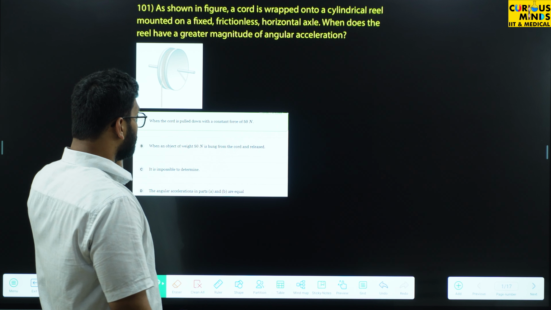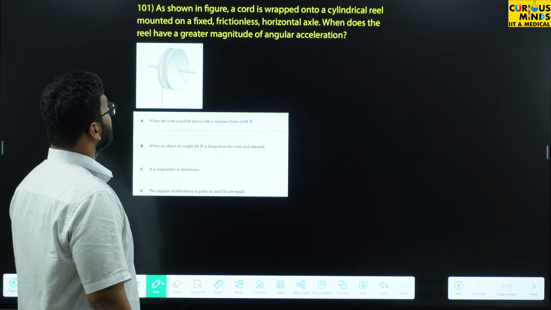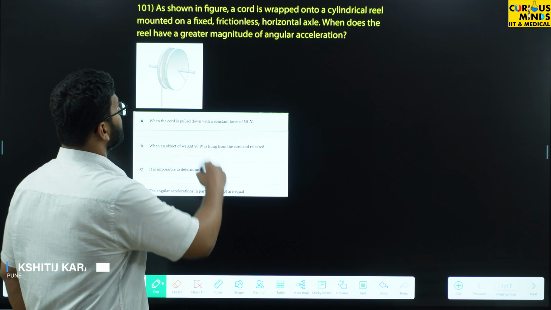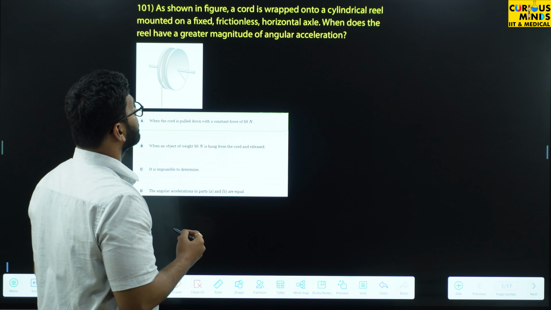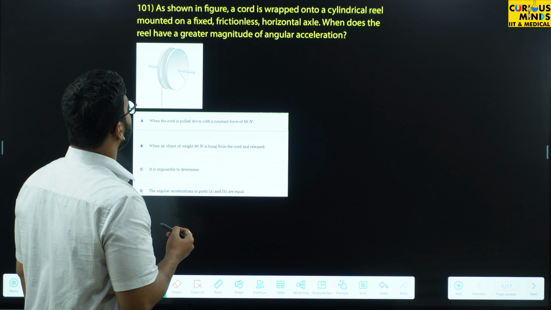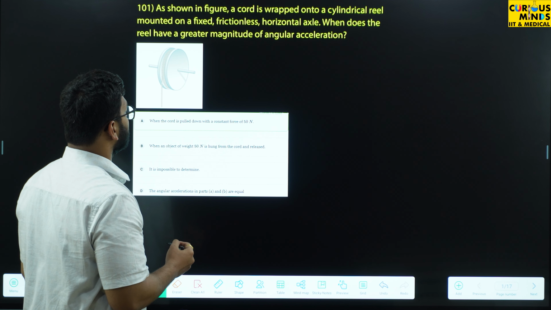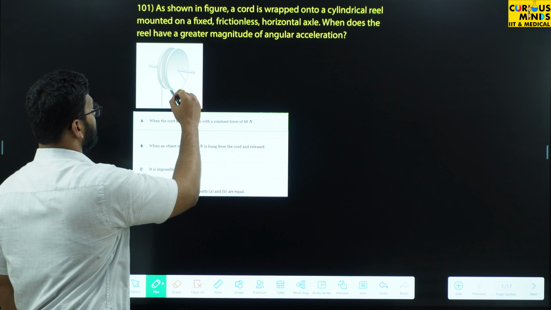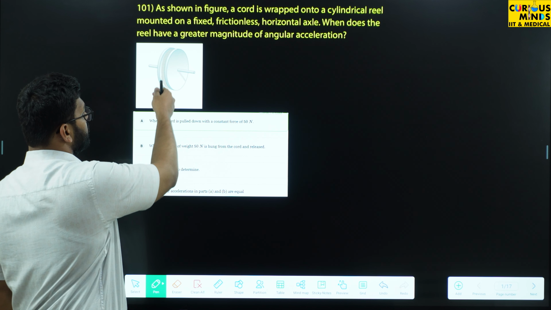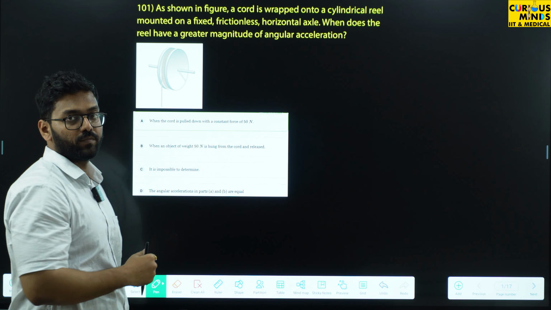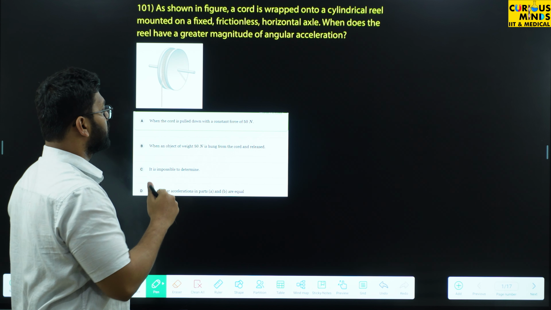Let's solve this question. Question number 101. As shown in figure, a cord is wrapped into a cylindrical reel mounted on a fixed frictionless horizontal axle. When does the reel have a greater magnitude of angular acceleration? Now this is a reel, and on this reel, there is a rope, and now this rope is being pulled down. So now what will be the angular acceleration?